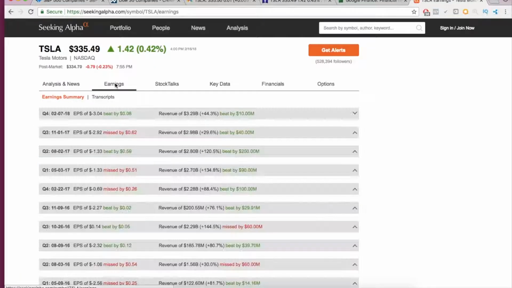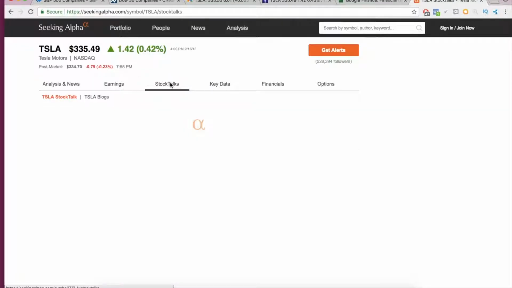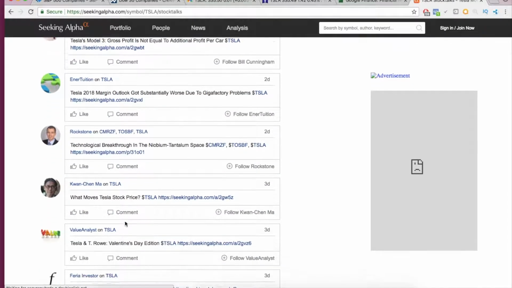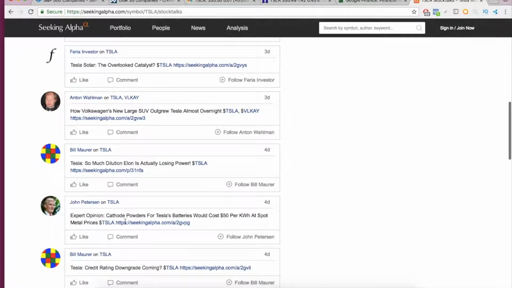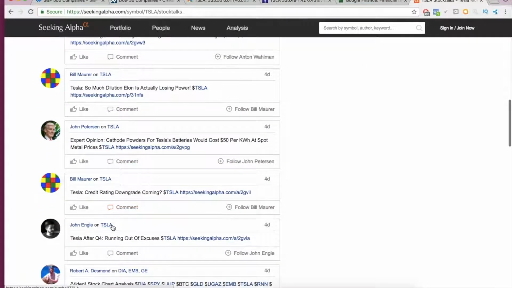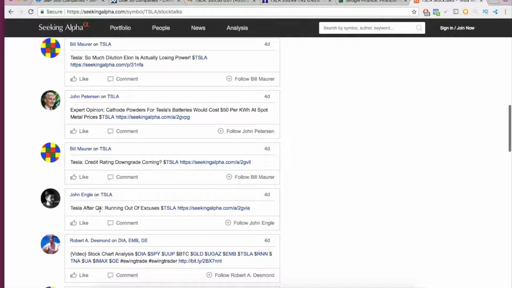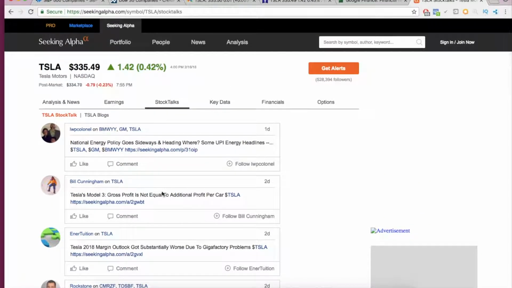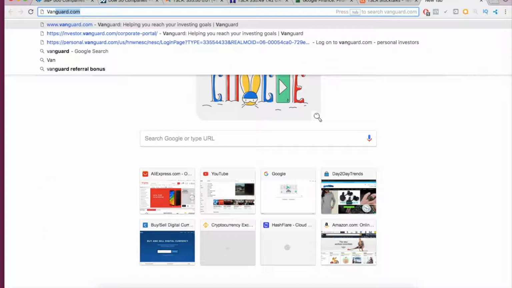Same thing, they have different tabs. You can go into earnings, stock talks, right? Different conversations. You can actually get involved and be a part of it and see what they say, credit ratings, and so on. So you're going to get a little bit of everything in these blogs, but it's good for you to gain additional knowledge or insight and just see what people out there are saying regarding the company you're interested in investing in. Now, the next one will be Vanguard.